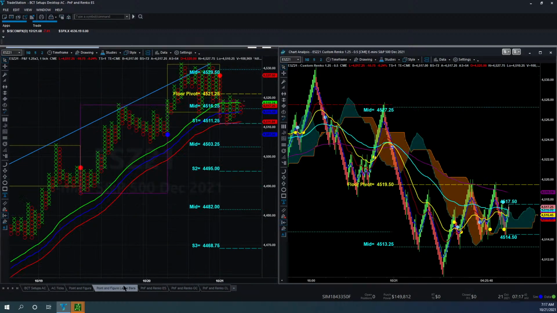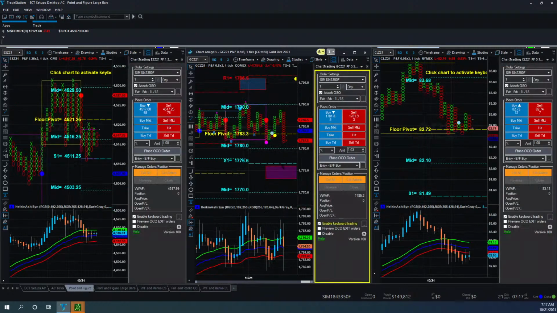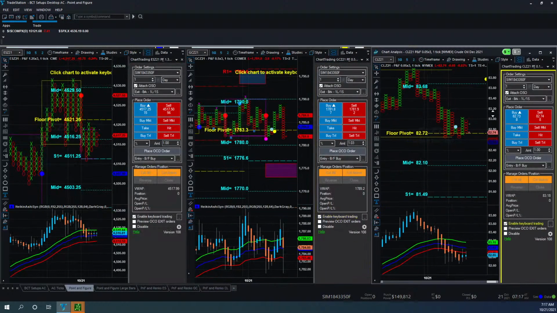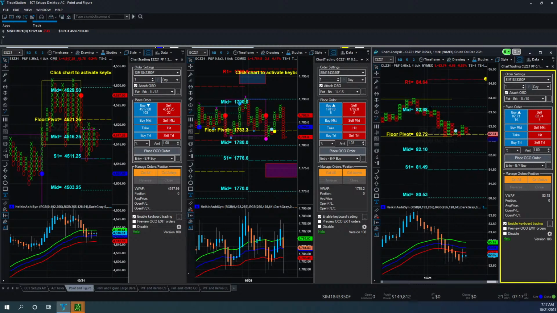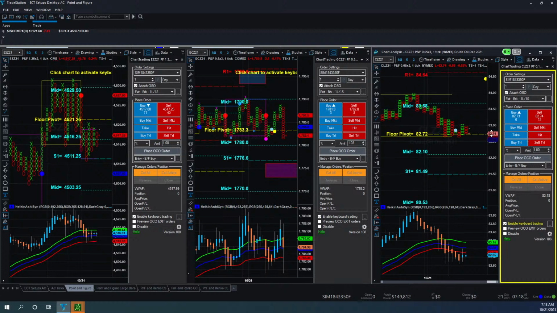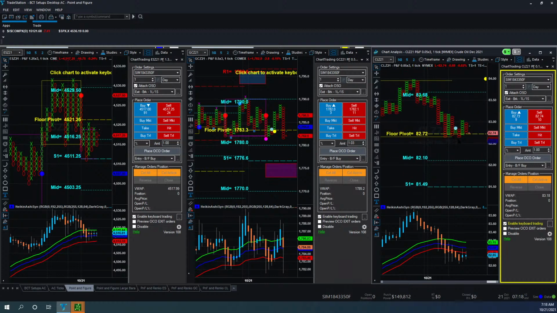Okay, and so let's go back to point and figure in crude. It seems that crude is moving down in the overnight, and looks a little bit bearish at support though. And it's at 82.74 level. So we'll see if it wants to break this formation here to the downside. Looks a little bit bearish to me as well.